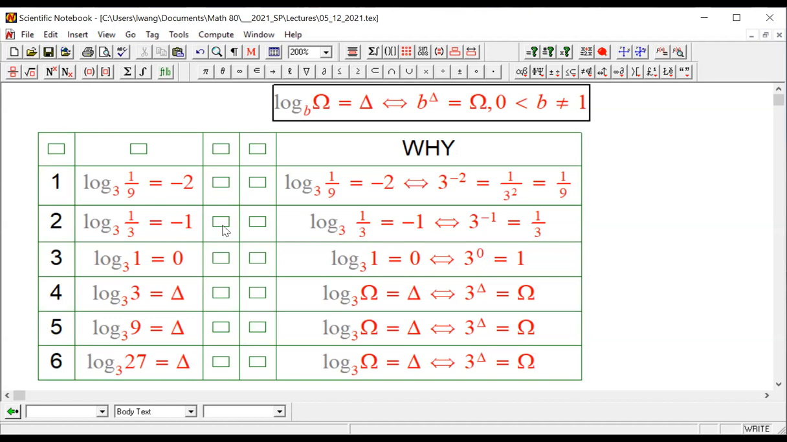Number 4, what is the answer to number 4? Perfect, right? Because omega is 3, so 3 raised to the power of 1 is 3. Therefore, this must be 1 and that must be 1. You guys see the consistency. Now, number 5 and number 6. I think you guys are really getting the hang of it.